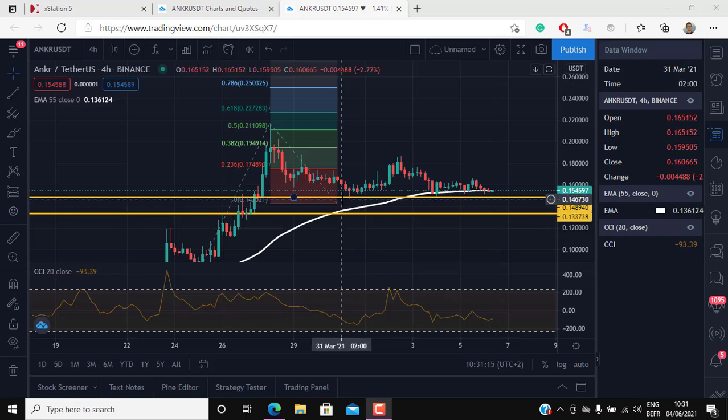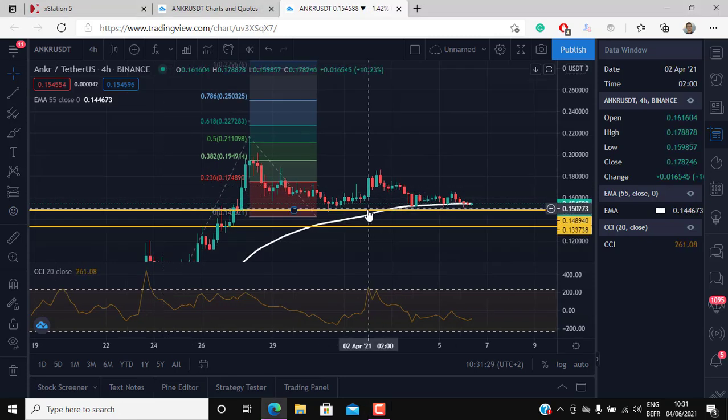Now, in our last video we discussed the possibility of a correction all the way to the area between 0.15 and 0.13. We used Fibonacci retracement to get this area over here. We didn't go all the way to 0.13, but we tested the 0.15 and bounced over it multiple times, as you can see. So right now the 0.15 area is acting as a very strong support.